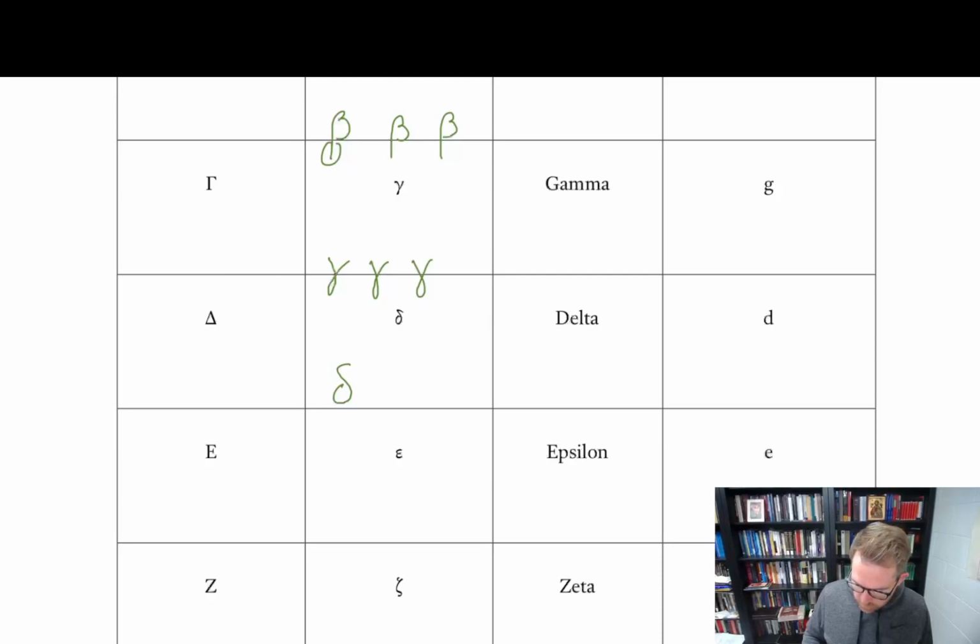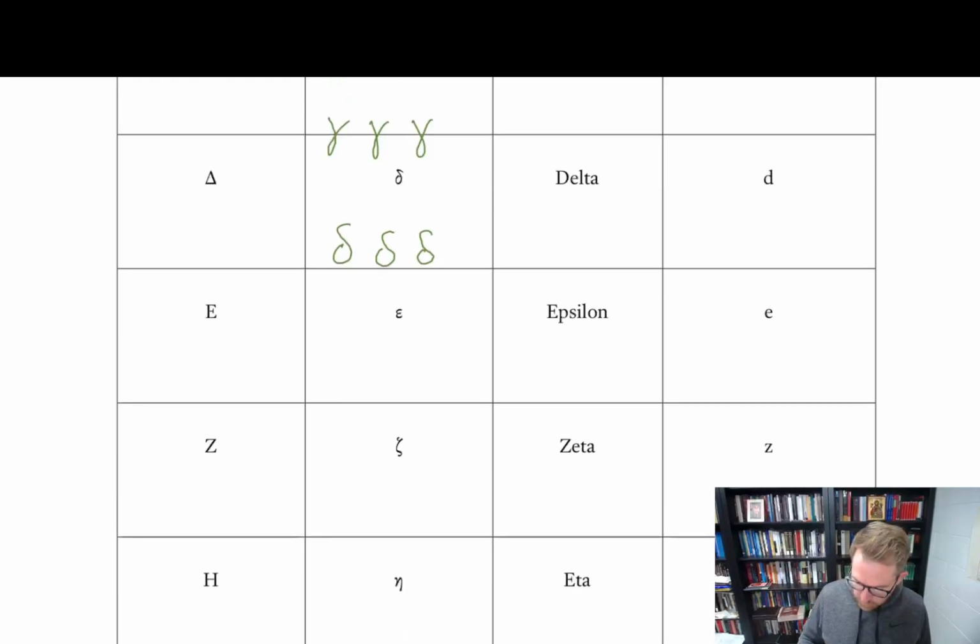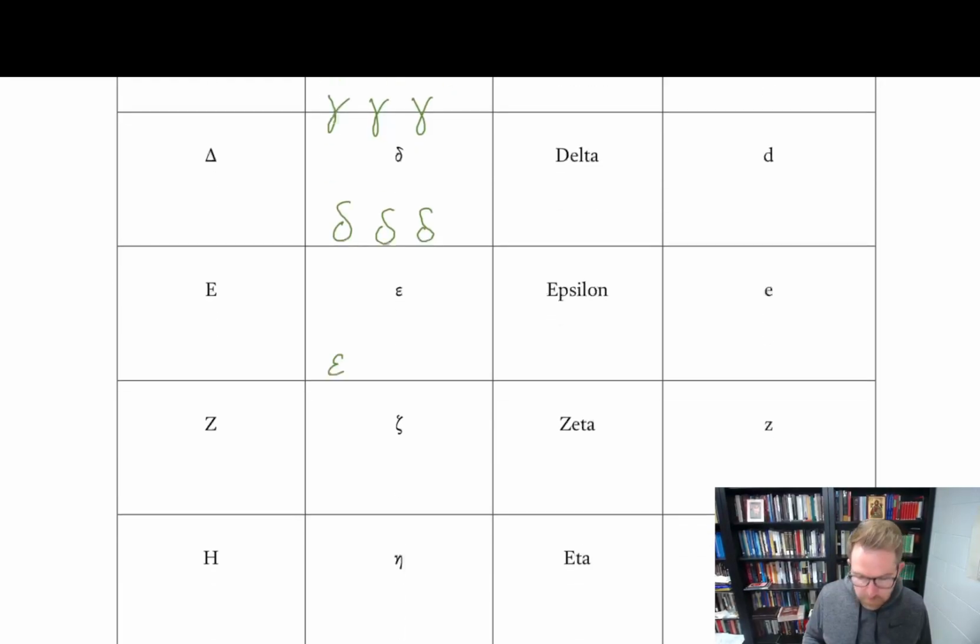You're going to do a circle and then do a hook at the top. Circle, hook at the top. That's your delta. Epsilon, think of it almost like a backwards 3. Epsilon. Then you have your zeta.